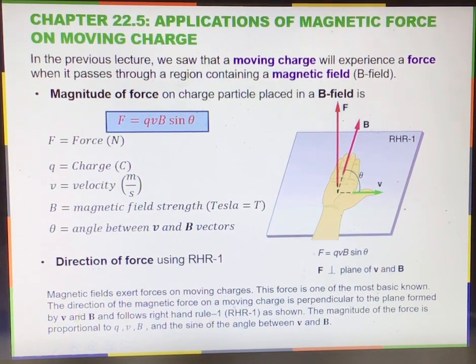And then the direction of the force is calculated using the right-hand rule. So if this is my velocity vector right here, and this is my magnetic field vector, then if I position my fingers in such a way that my thumb is pointing in the direction of the velocity vector, and my fingers are pointing in the direction of the B vector, then the force is going to be pointing in this direction.